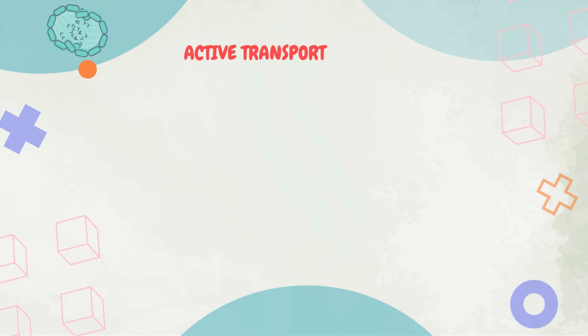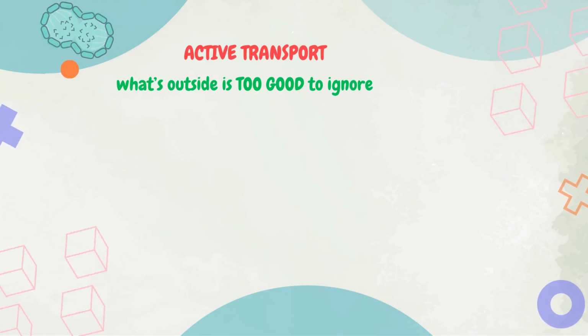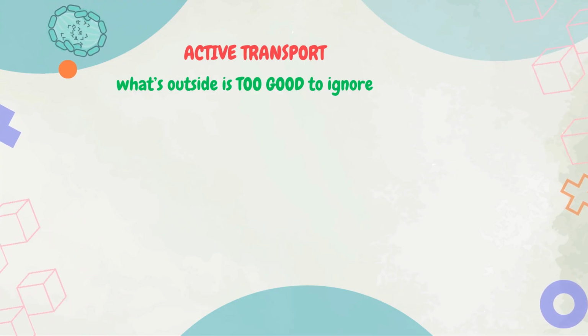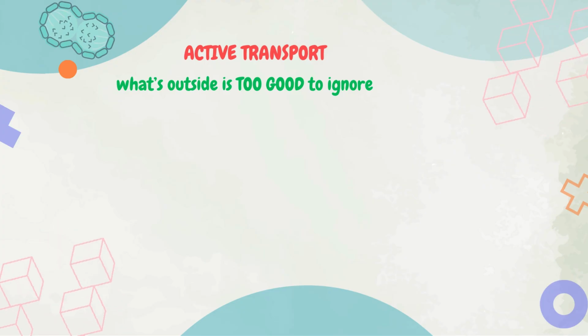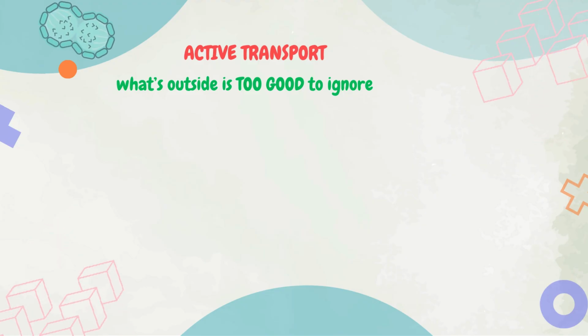Why do cells go through all this effort? Because sometimes what's outside is too good to ignore. Think about glucose. Even if it's more inside the cell, your body still pumps it in. Or in plants, root hair cells use active transport to absorb mineral salts, nutrients essential for survival.